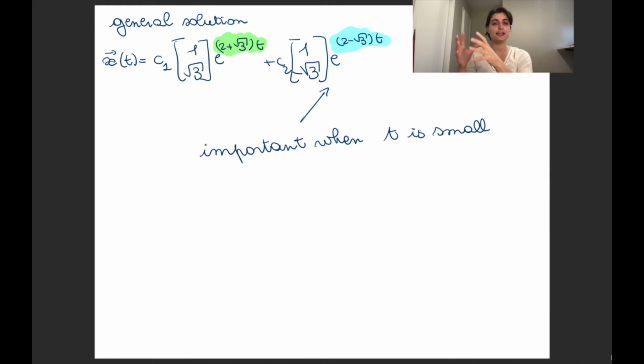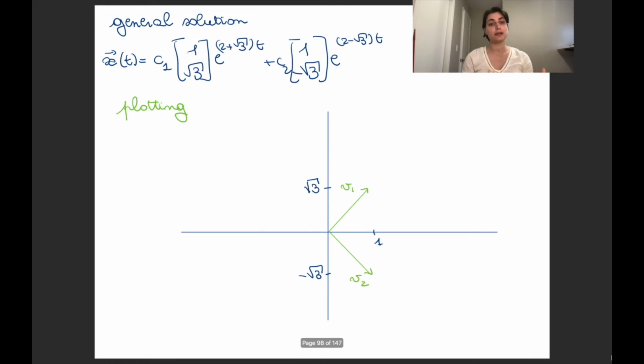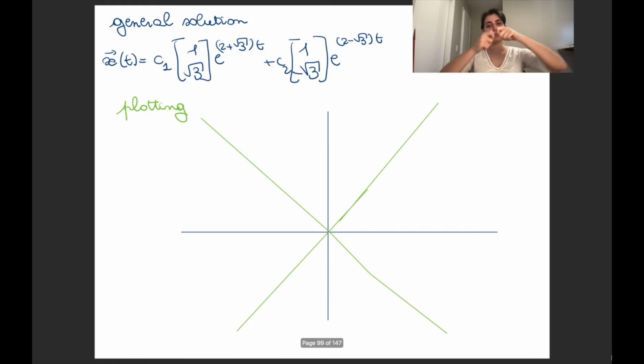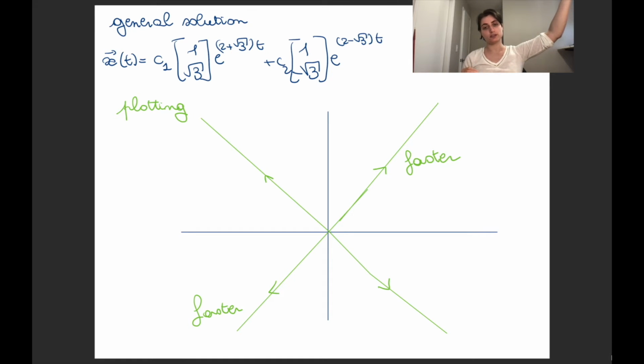So when t is small or negative, the second block is important. When t is big, the first block is important. If we are going to be plotting it, again, we start by plotting the eigenvectors, v1 and v2. Then we stretch the eigenvectors to be full lines. They're both moving away from the center, but we know that v1 is moving faster when t is big, and slower when t is small.